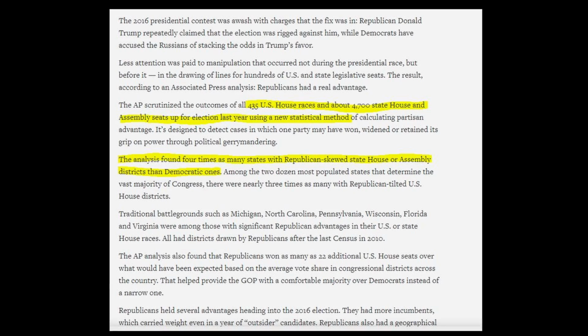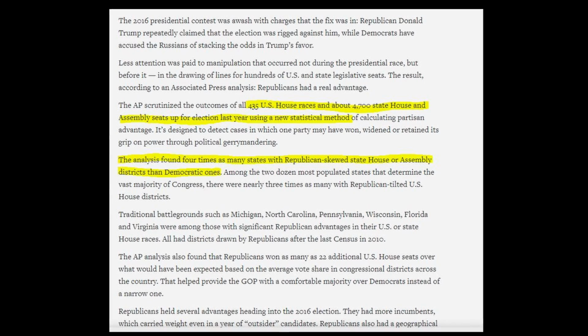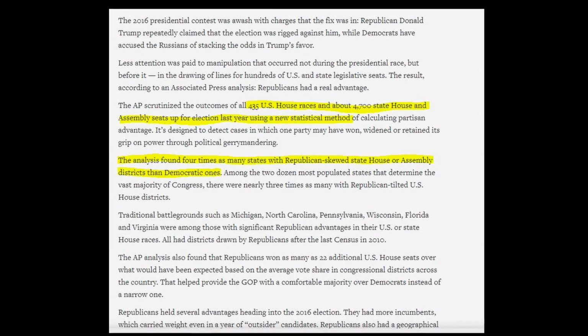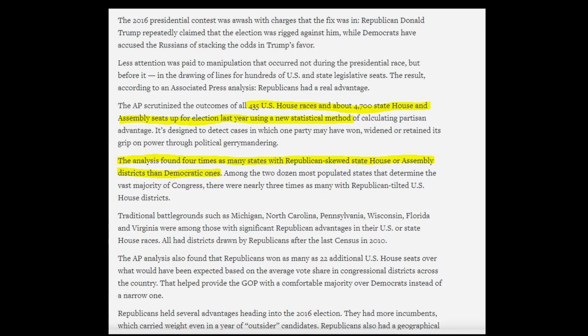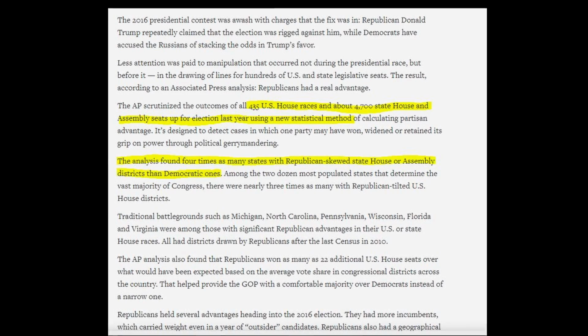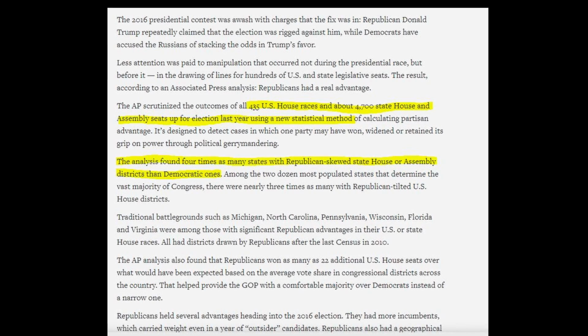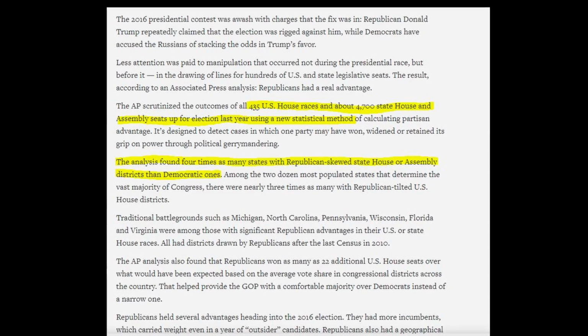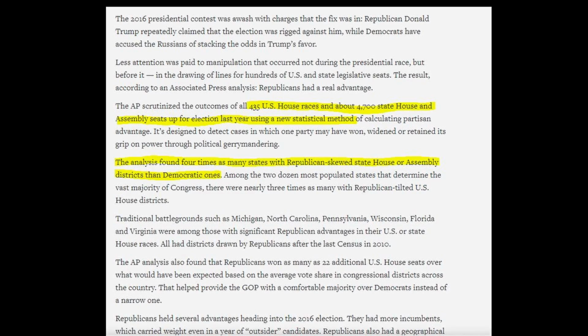A comprehensive statistical analysis done by the Associated Press in 2017 found 4 times as many districts were skewed towards Republicans versus Democrats. That is more a Republican problem than a Democrat problem. That is not to say Democrats are great or that I favor them.